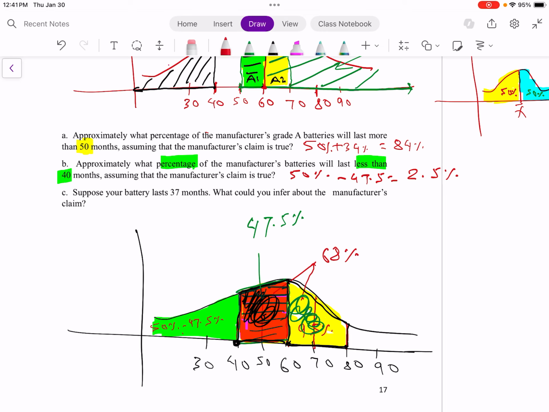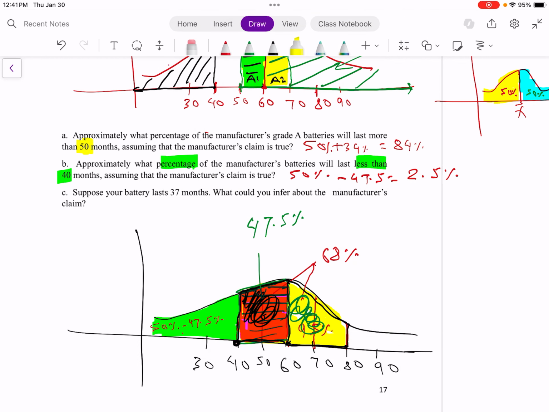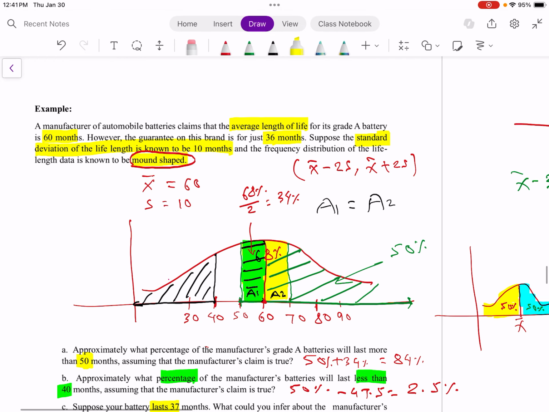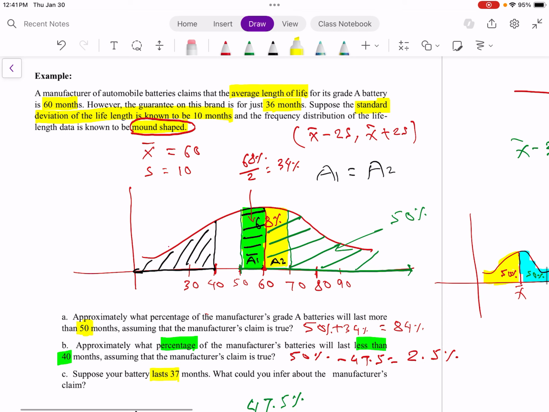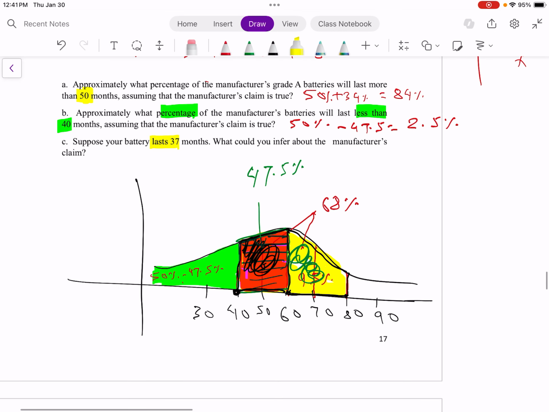Okay, the next question we have here is, suppose your battery lasts 37 months. What could you infer about the manufacturer's claim? Now, what is their claim? The guarantee given to this brand is 36 months, right? But you bought a new battery, and your battery lasts 37 months. Now, what can we say here?